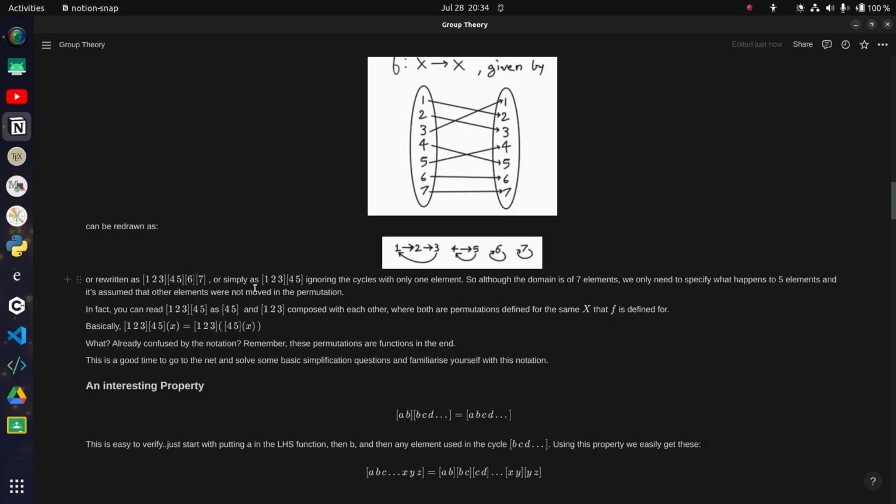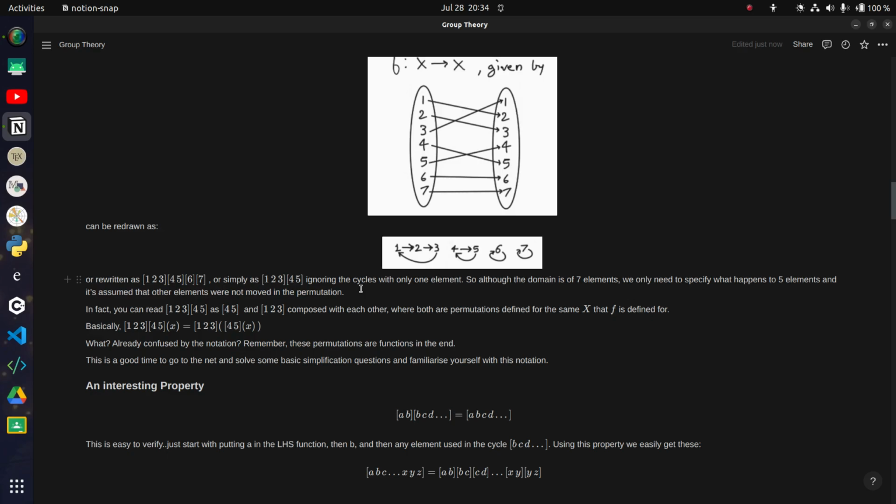So even if your domain was something bigger than 7 elements, say you had 9 elements and you had 8 going to 8, 9 going to 9, well, you can just write this much, right, and ignore everything else because nothing is happening over there.